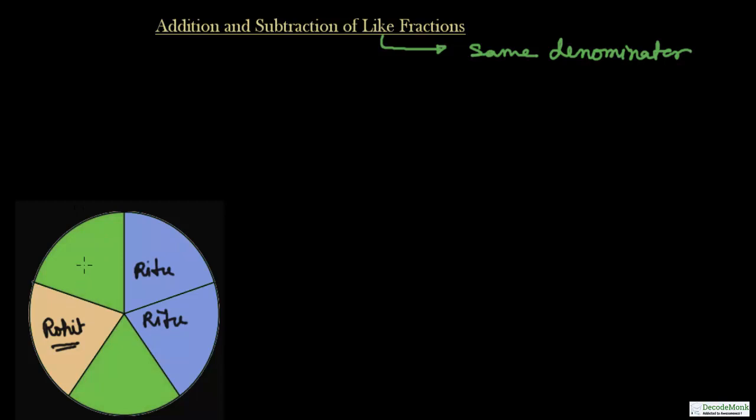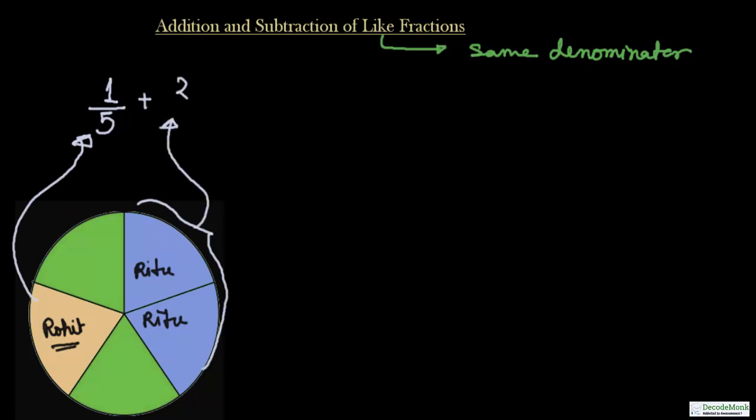The pink portion is for Rohit. So you can say that the total portions taken by your friends is 3 out of 5. 1 for Rohit and 2 for Ritu, and 1 plus 2 equals 3. So 3 portions have been taken by your friends. Let me write this down mathematically. 1 out of 5 parts represents Rohit, this portion, and this portion represents 2 by 5. So we have found that a total of 3 out of 5 have been taken by your friends.